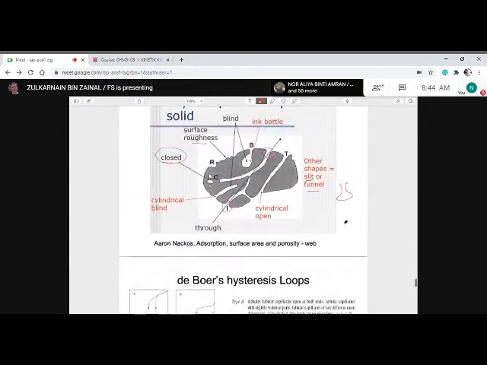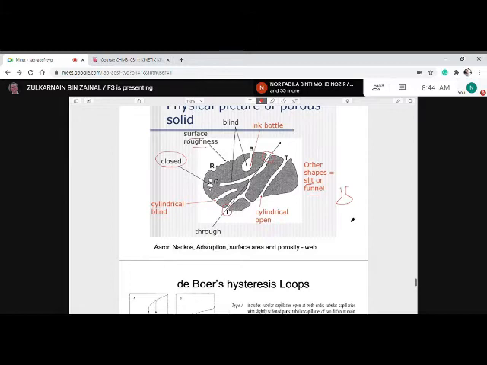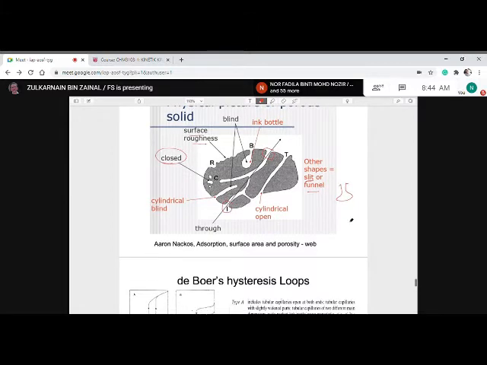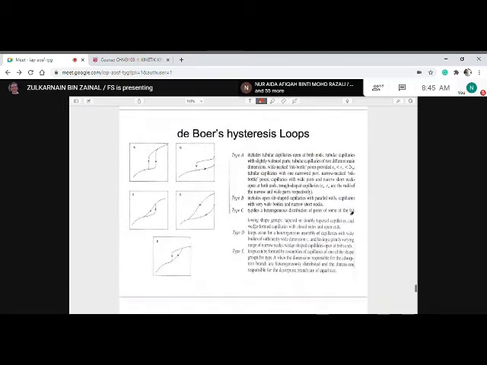Okay, so how do we know what type of pores are in this material, in the adsorbent, or in the substrate? We can compare our isotherm to the isotherm given by Du Bois. This is called the Du Bois hysteresis loop.